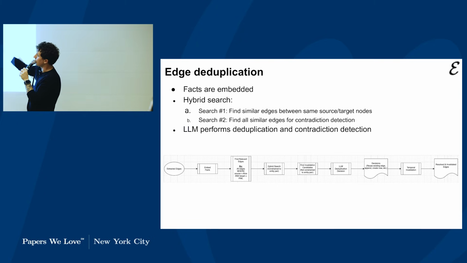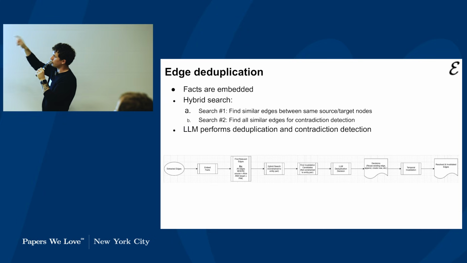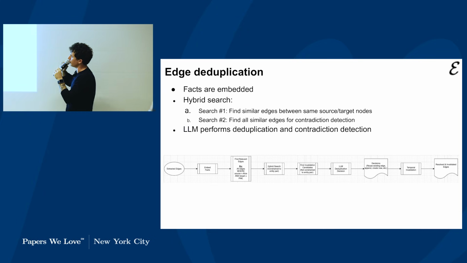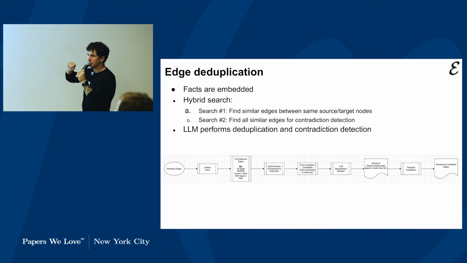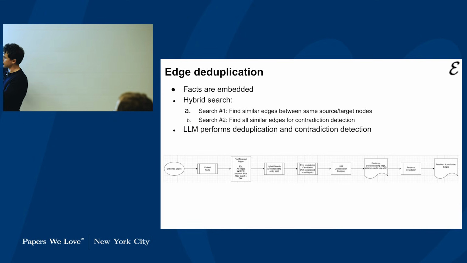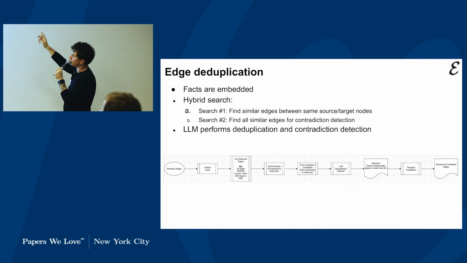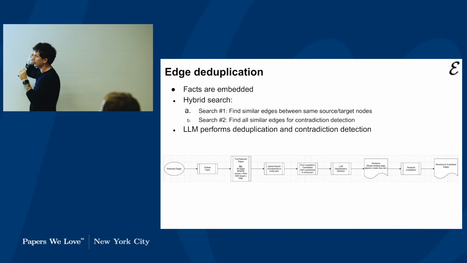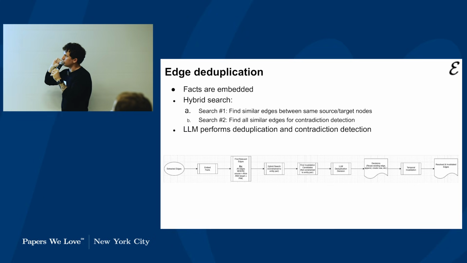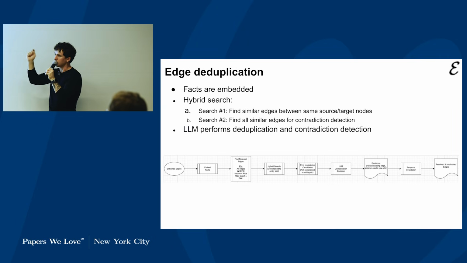one of those things. So we embed our facts into vector space, and then we do a hybrid search on the existing graph. Number one, we look for similar edges between the same source and target nodes. So if we've got Alice and Paris, we're going to look for similar edges between Alice and Paris that already exist in our graph. And we're going to do a second search to find all similar edges for contradiction detection. And then we're going to give all of that to an LLM. And the LLM is going to perform deduplication and contradiction detection.